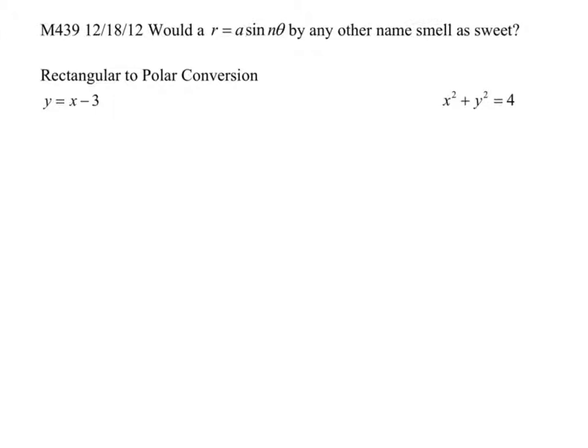Okay, let's start with rectangular to polar. y equals x minus 3. We know that's a line. So let's figure out what the equation of a line would be in polar form. And so from the first slide, I hope we remember, we had some equations for y and x. y was the same thing as r times the sine of theta, and x was the same thing as r times the cosine of theta. Minus 3 is just minus 3.